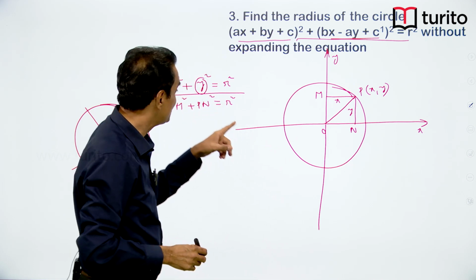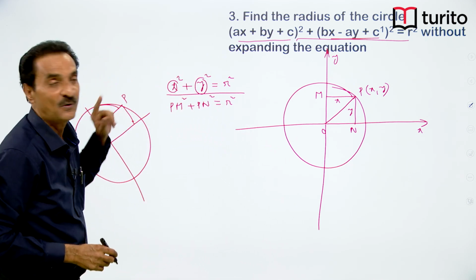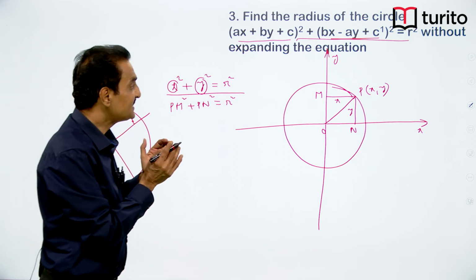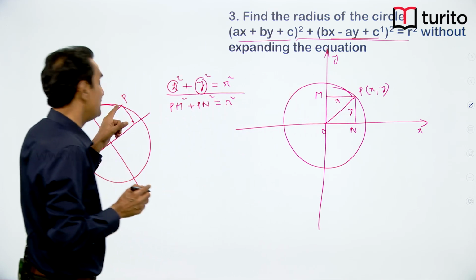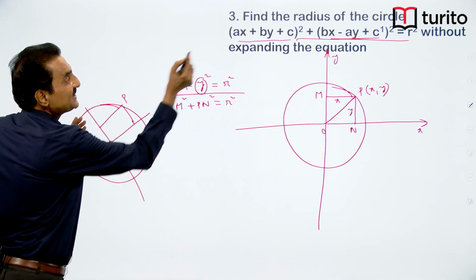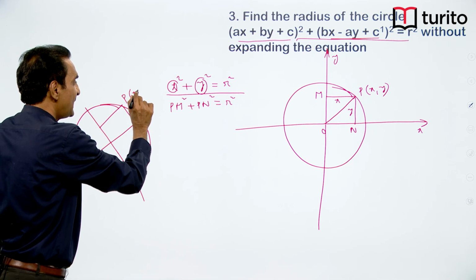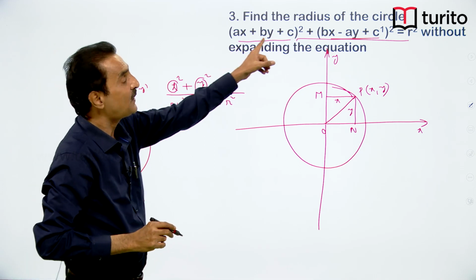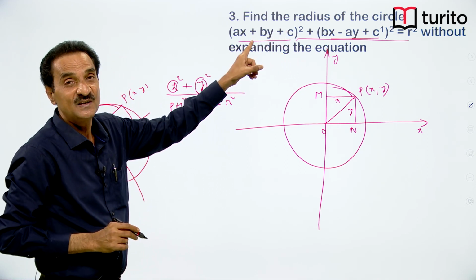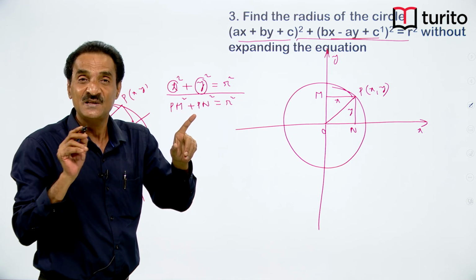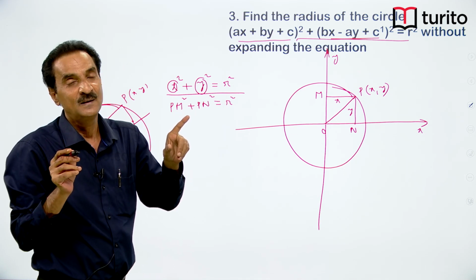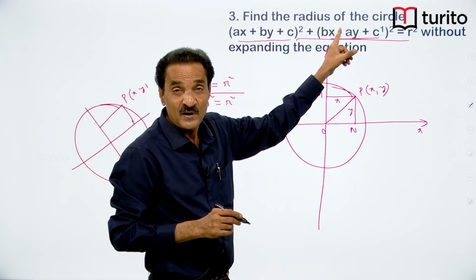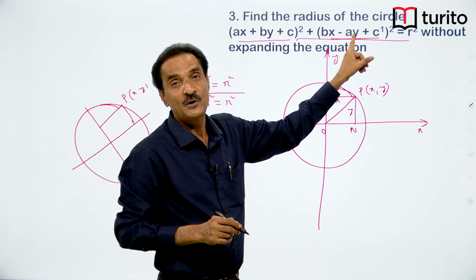If you want to get the radius, we have to write the equation in this form. In this form means what? Perpendicular distance form. What is the perpendicular distance of x comma y from this line, first line? If this is x comma y, perpendicular distance of P x comma y from the line ax plus by plus c is ax plus by plus c by root over a square plus b square. Similarly, perpendicular distance of P from this line is bx minus ay plus c dash by root a square plus b square.